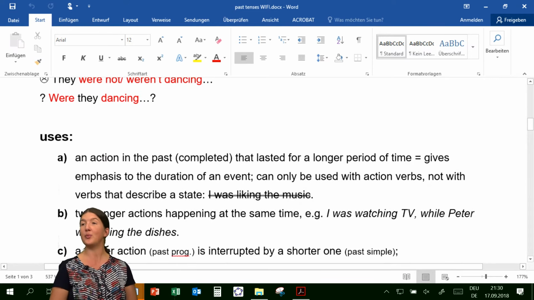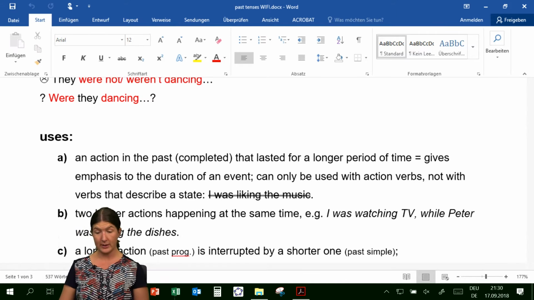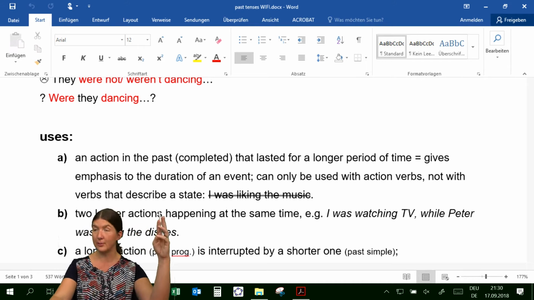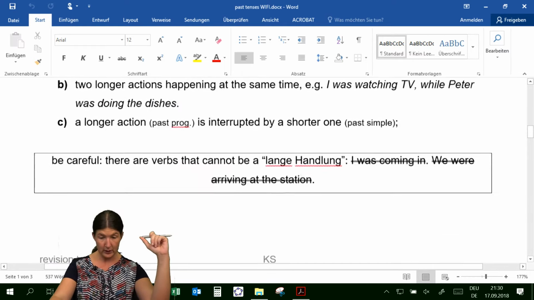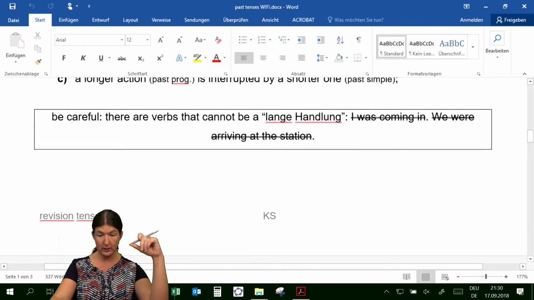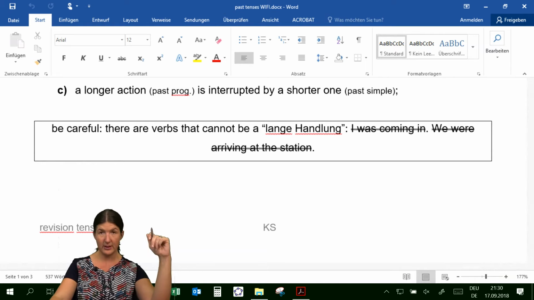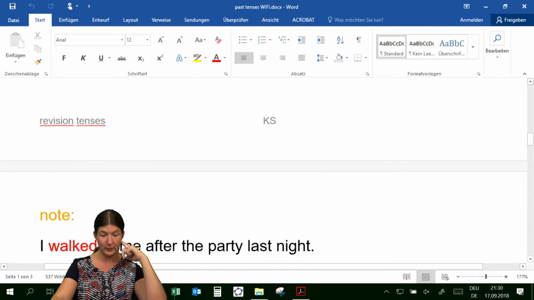Don't use them with emotions, or if you do, be careful. Only use them with action verbs. So verbs like walk, run, horse ride, climb, whatever. Stuff that you do for a considerably longer period of time. Be careful about ing forms in verbs that can't take a longer period of time. Arrive, leave, stuff like that. You can't leave the room for 5 hours. You leave it quickly, normally.